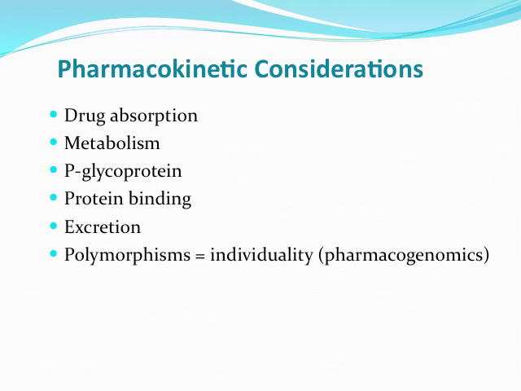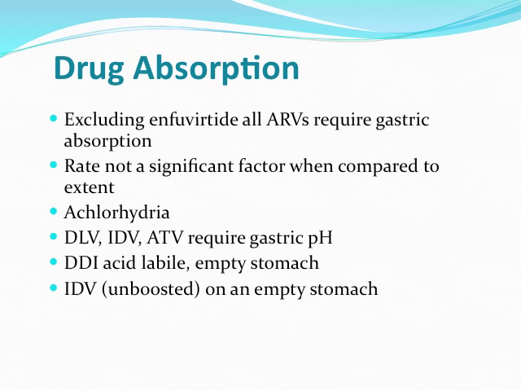We're going to talk more about these in detail: drug absorption, how these drugs are absorbed, metabolism of these drugs, P-glycoprotein and where this plays in the absorption or distribution of some of these drugs, protein binding, excretion, and then this new phenomenon with the polymorphism, pharmacogenomics, individuality. We're seeing more and more of that, and we're learning more about how it impacts some of the drugs that we use in our patients. So to start, I want to talk about drug absorption.